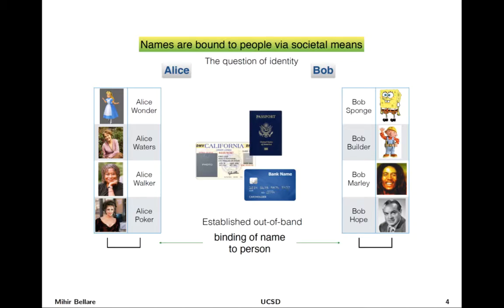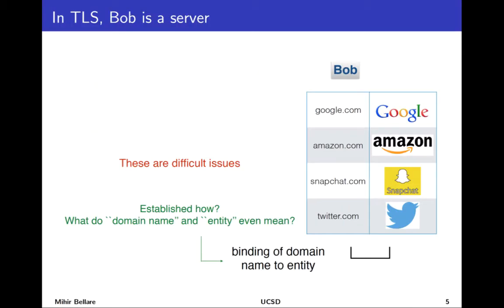Correspondingly, there are many different Bobs. How does one of them prove he's the right one? Well, if he shows some such document or some proof of this form, then we have created a binding between the actual person and some sort of identity encapsulated by these documents. So what is all this on the internet? Well, effectively on the internet in TLS, Bob is a server.